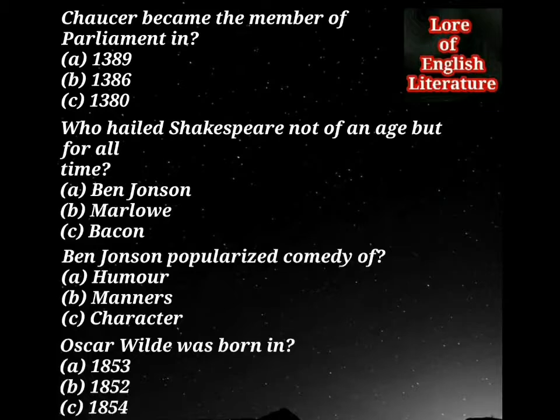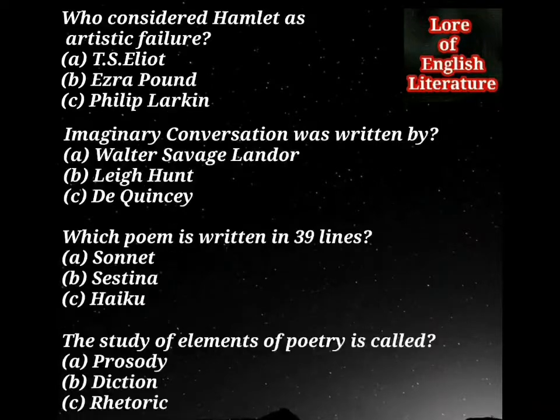Oscar Wilde was born in 1853, 1852, 1854. So C option is the correct one. Oscar Wilde was born in 1854. Who considered Hamlet as artistic failure? Well, this was said and observed by T.S. Eliot. So A option is the correct one.